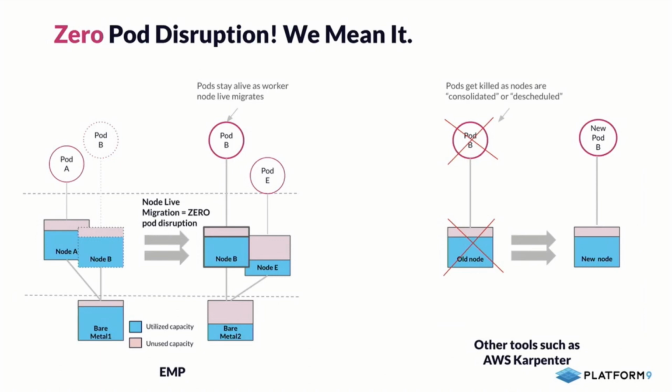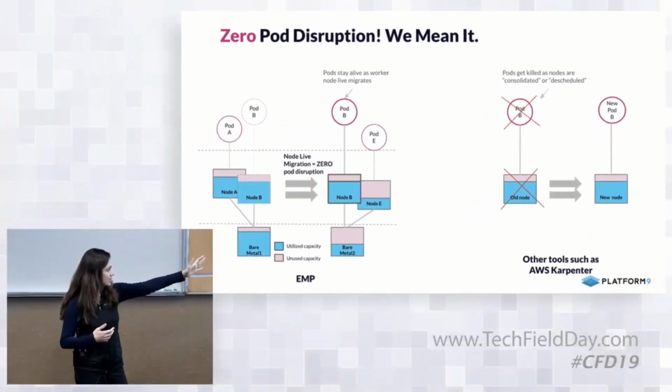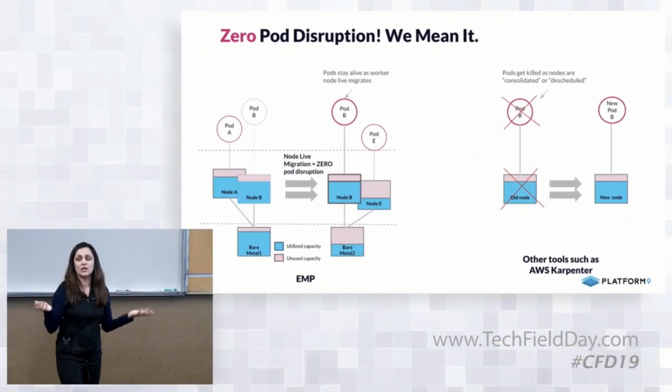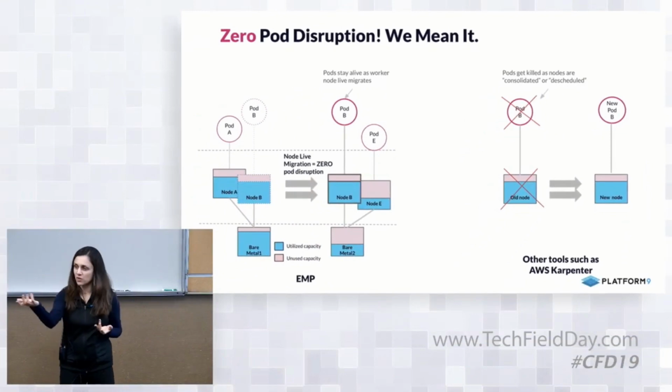But so that comes to the second part, which we said is very important for us with EMP, which is zero app disruption, right? Because we are live migrating these virtual machines, we do not need to take the pods down. And that's one of the big things with Carpenter.